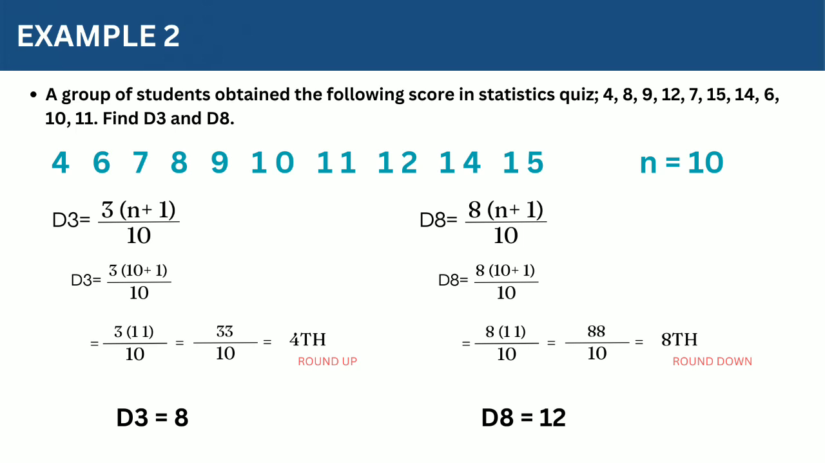The same goes for the solution of decile 8. We have to substitute the values given. So 8 times 10 plus 1 over 10. After adding what's inside the parentheses, we now have 8 times 11, which is 88, over 10. 88 divided by 10 is 8.8. Since it does not belong to the lower decile, and it's not a whole number, then we have to round down. So 8.8 is now 8. Therefore, decile 8 is in the 8th data, which is 12.